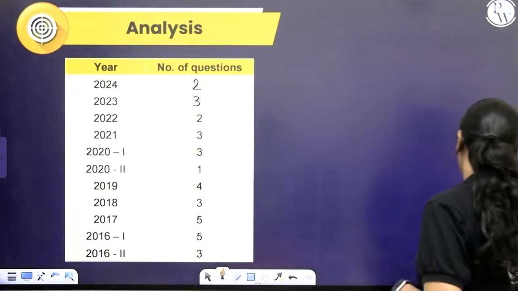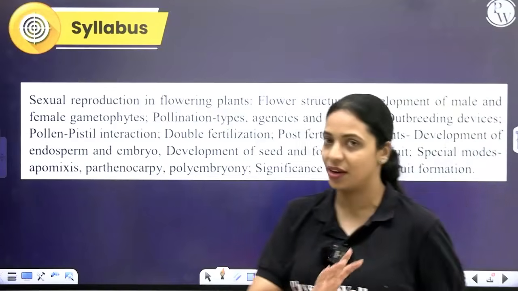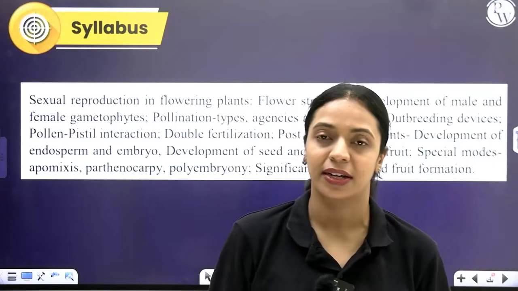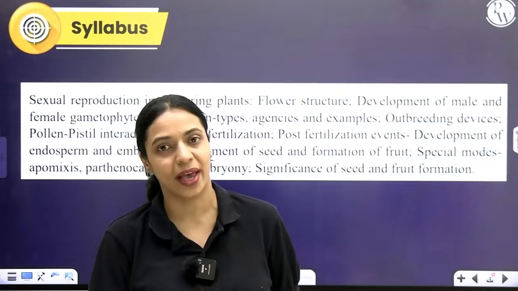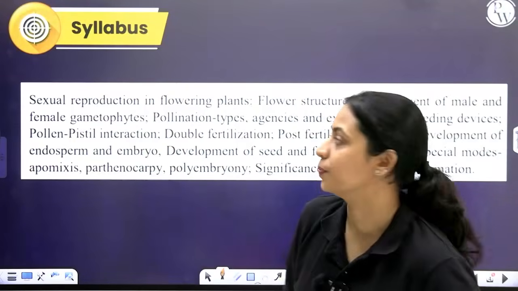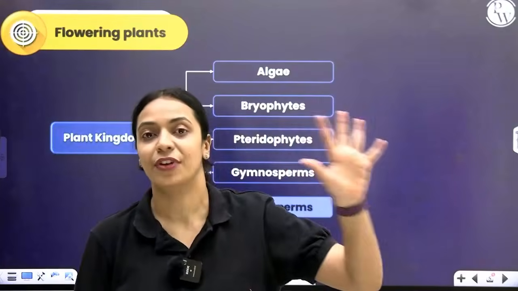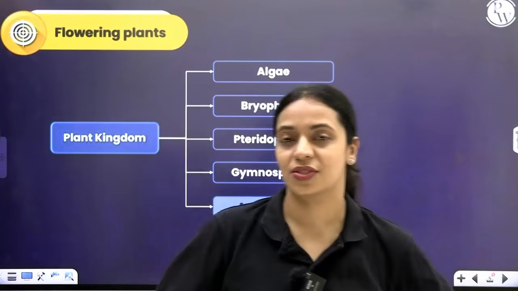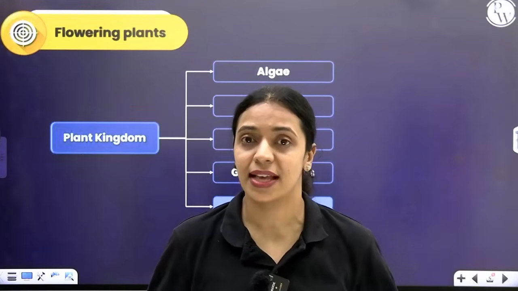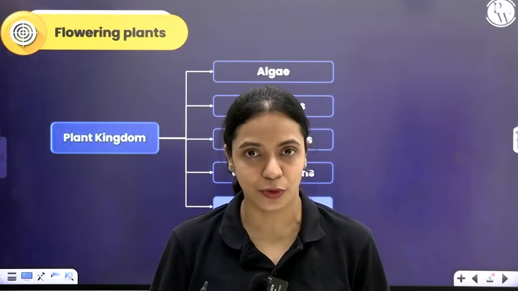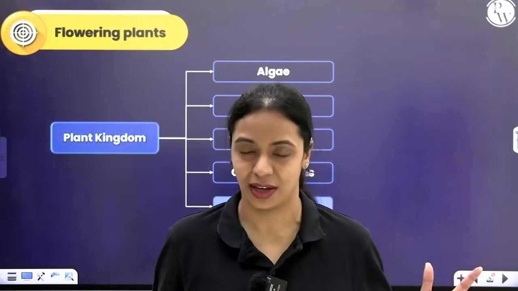And talking about the syllabus, whether you should refer old NCERT or new NCERT, either of them will work. It is the exact same content in both. So whichever one you have, you can refer that for this chapter. So let's get started. As the name of the chapter itself indicates, here in this chapter, we're going to talk about how exactly sexual reproduction occurs in one group of plants called flowering plants.